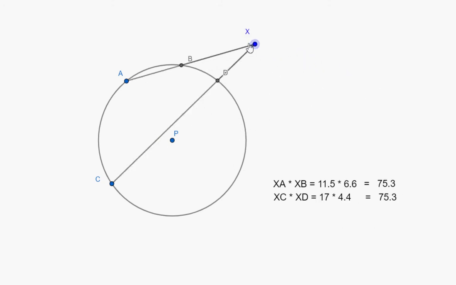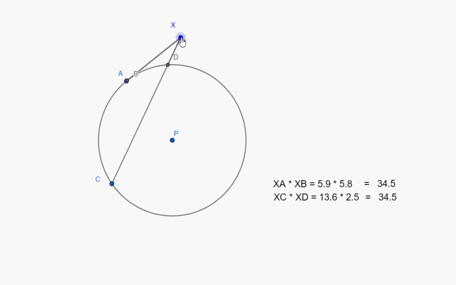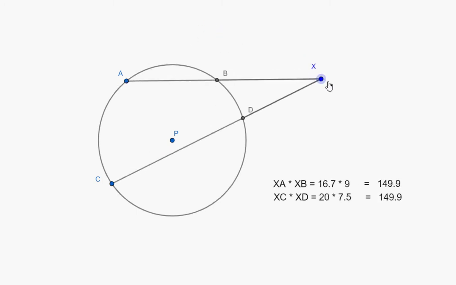And then there's even this secant tangent version. So I'm trying to make A and B coincident here. And the power of a point theorem says that XD times XC is the same as XA times XB. But if A and B are coincident, these are the same. So you just square XA, and that gives you this version of the power of the point.